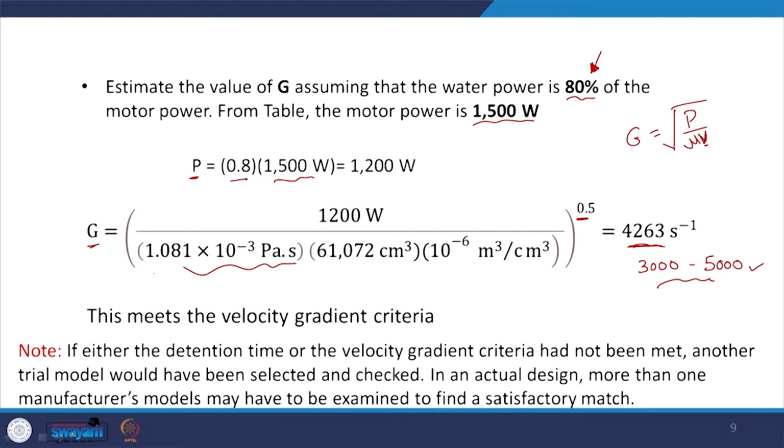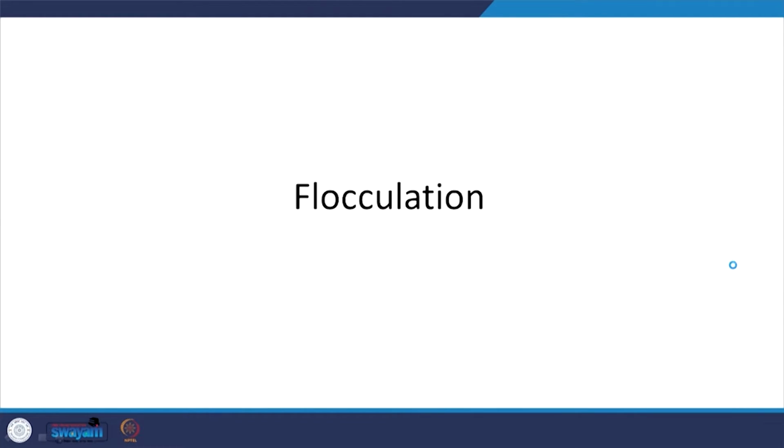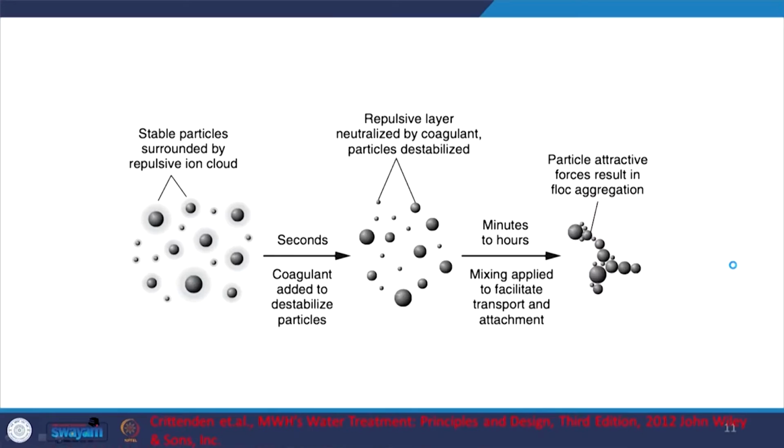So, we are more or less done with coagulation. Once I am done with coagulation, having provided enough intensity of mixing and enough time for the particles to be destabilized, what do I want to do? I do not want to continue that further. Why? If I continue that further, the flocks or these colloids are not going to come together. So, we are going to look at flocculation.